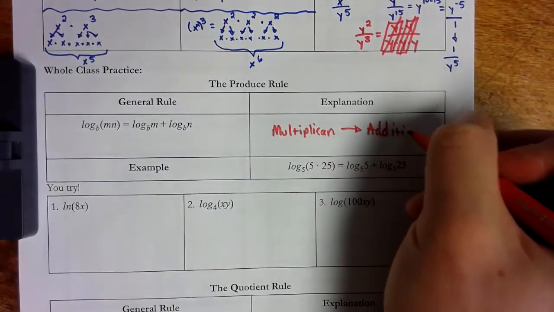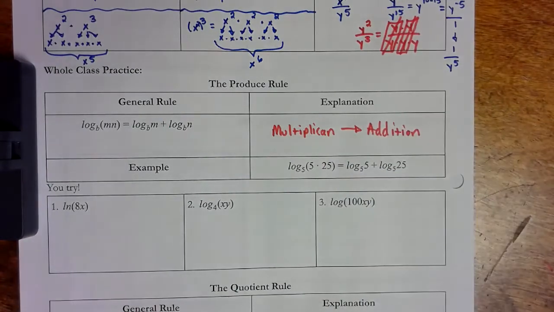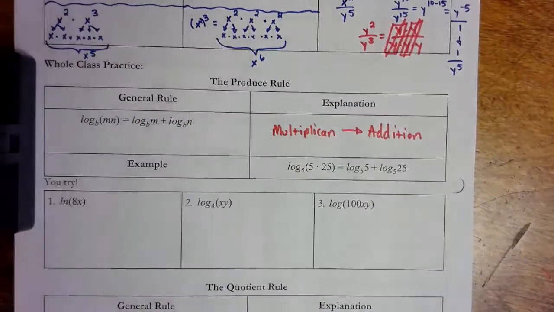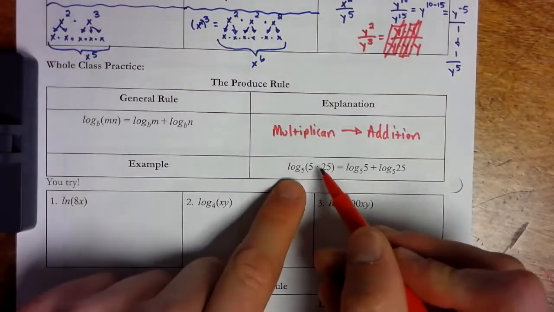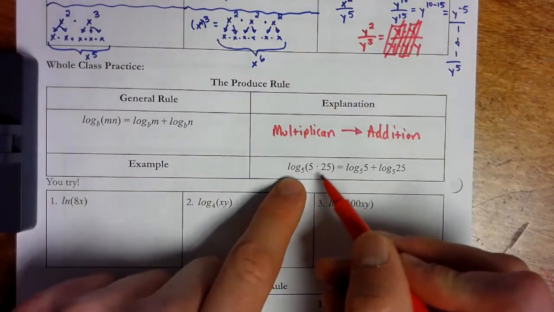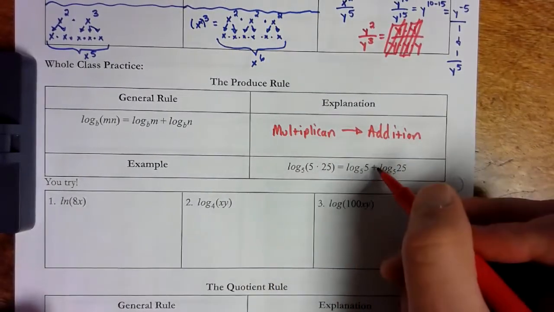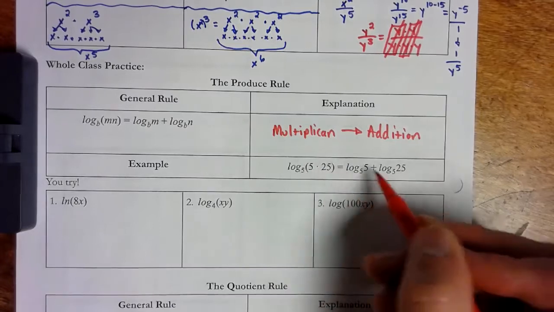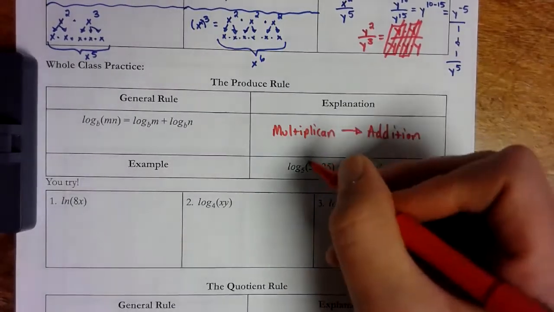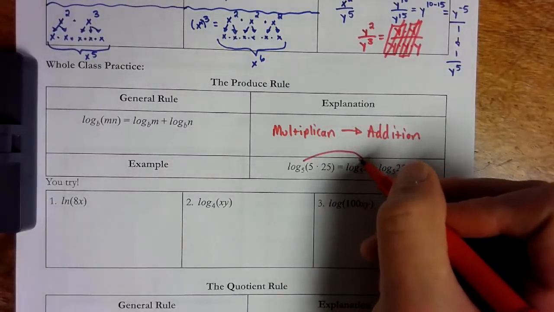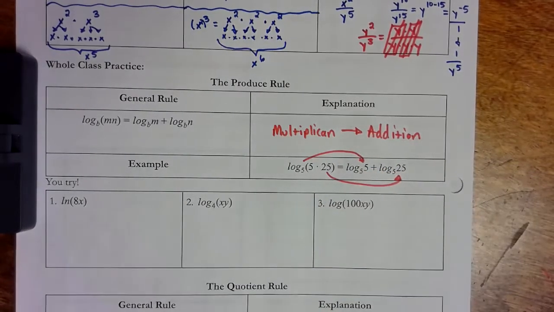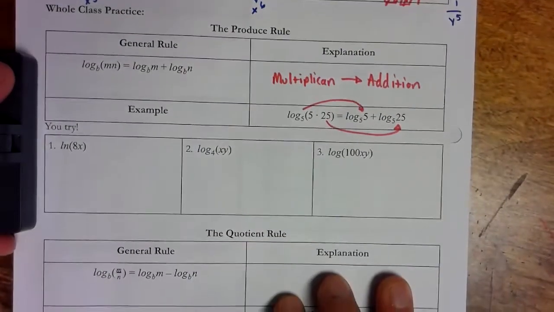Now, your teacher might have another, clearer way of explaining this. Maybe you have another way of explaining this if you got it from somewhere else. But basically, I'm like, okay, if I see the log of two things being multiplied, I can split them up into two different logs being added together. So there's that multiplication leading to addition. So it's log base 5. That's where the 5 came from. And plus log base 5 of 25. And this does have some practical value. So let's go ahead and look at what I mean by this.